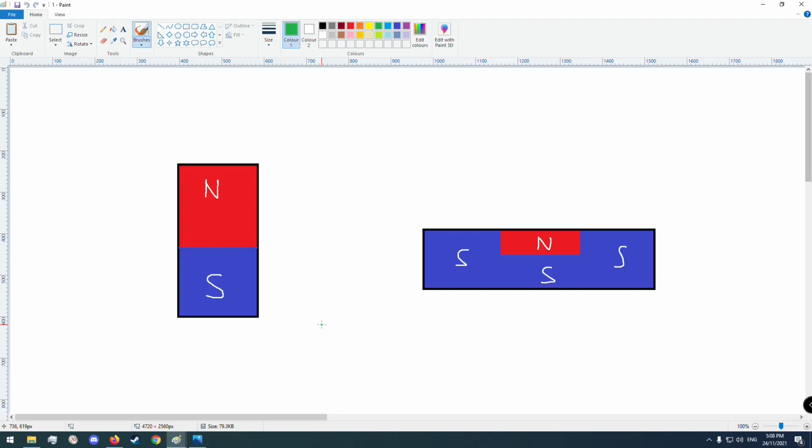What is up everybody, Deck here, and today I'm going to talk about the difference between neodymium magnets and ferrite magnets, in particular in the context of speakers. So first off, just going to start with a crash course in magnetics.